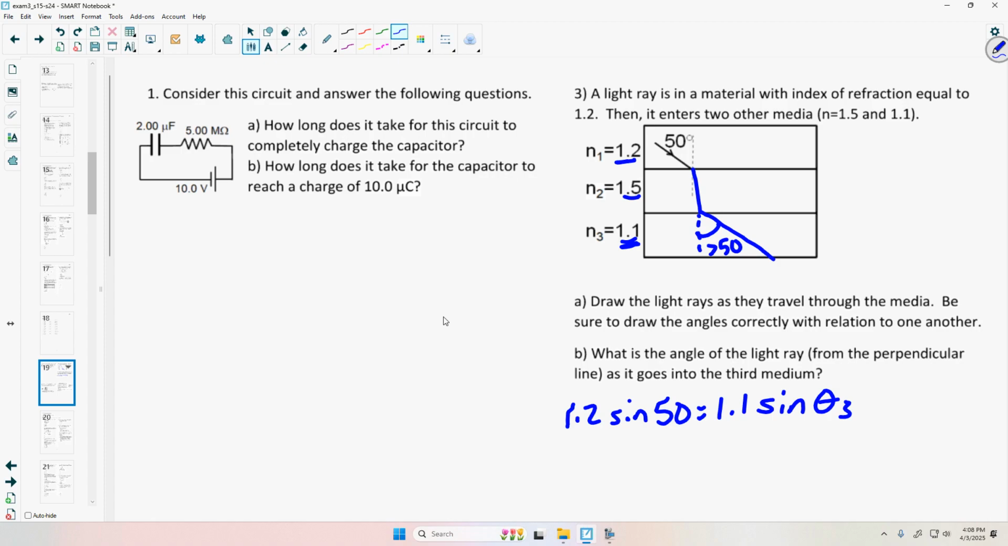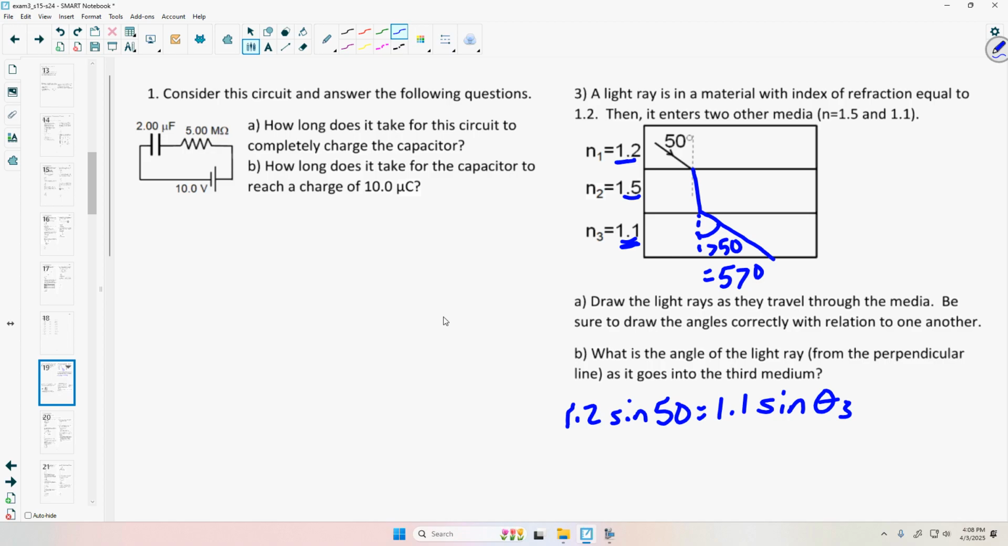I get 56.7 or 57 degrees, which jives with what I think it should be. It should be something bigger than 50 degrees. So I'm pretty sure, I'm confident I got that right at this point. Does that answer your question? All right. What else? Yeah.